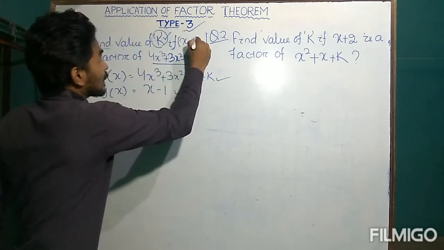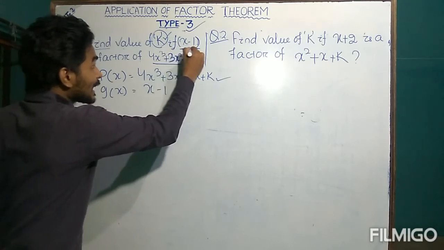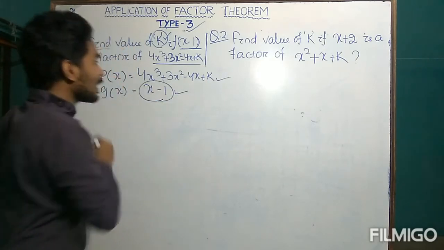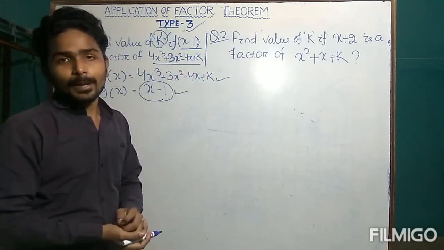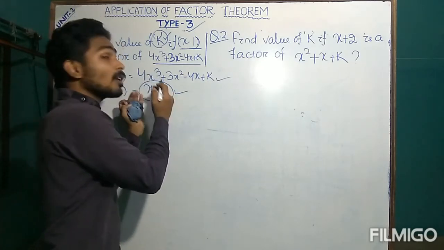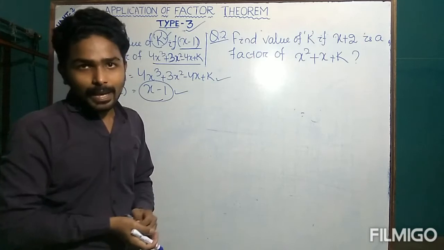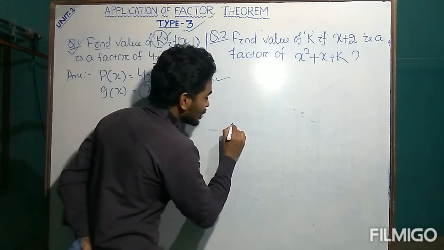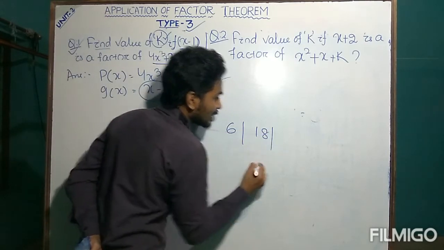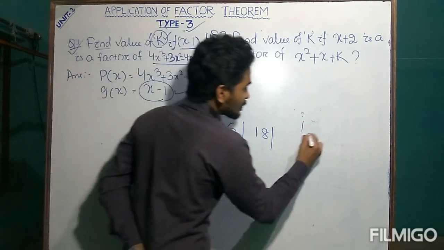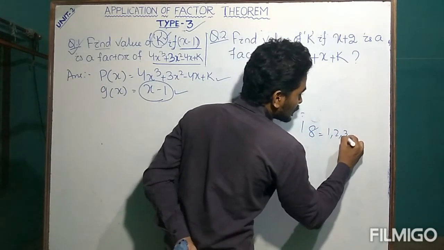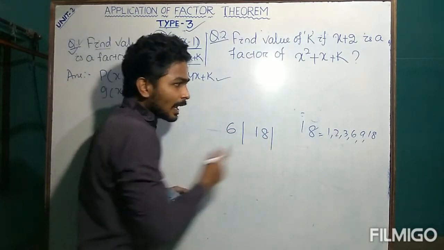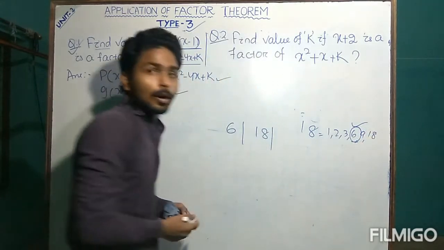Okay, again read the question carefully. It is given that x minus 1 is a factor of this polynomial. That means this polynomial is a factor of the other polynomial. And we know if some number or some polynomial is a factor of another, then it completely divides the other. Okay, let us take an example. Suppose this is 6 and this is 18. That means 18 is divided by 6. First find out the factors of 18: 1, 2, 3, 6, 9 and 18. These are the factors. And 18 is divided by 6. And you can see 6 is a factor of 18.